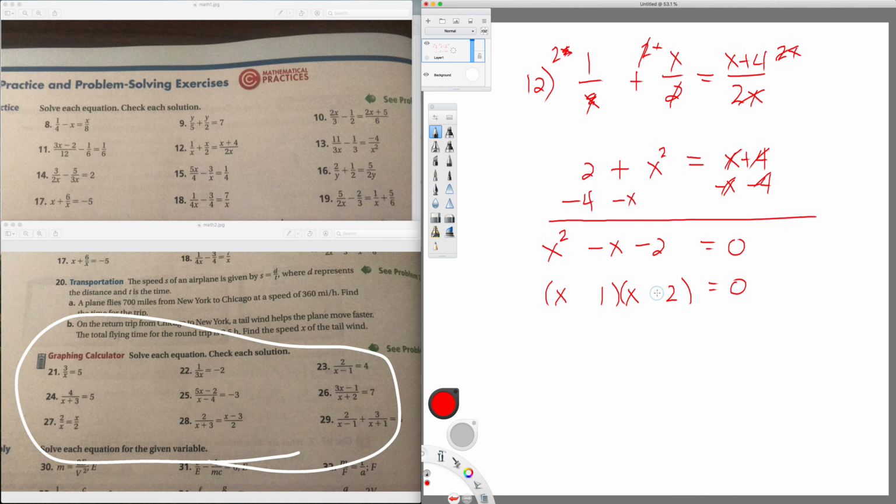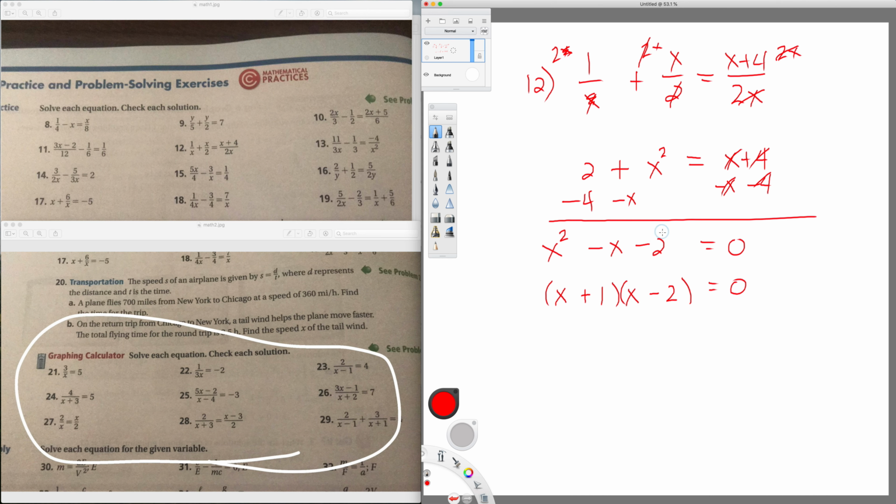This one could be positive and this one negative, or this one negative and this one positive. But the result of the, and I don't know if they teach the FOIL method anymore, but 2x and 1x, I want the result of that to be a negative 1x. So I need to put the negative on the 2 and a positive on the 1. And then I can check: x times x is the x squared. I'm going to get a negative 2x and a 1x, which will combine to this negative 1x, and then a positive 1 and a negative 2 multiplied to negative 2.